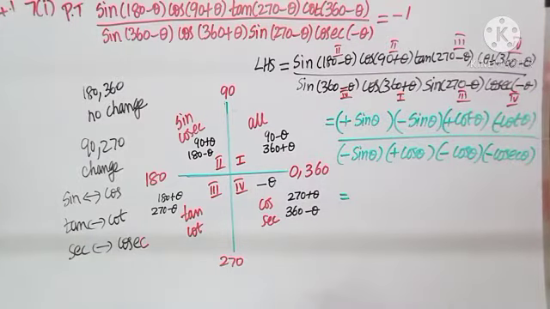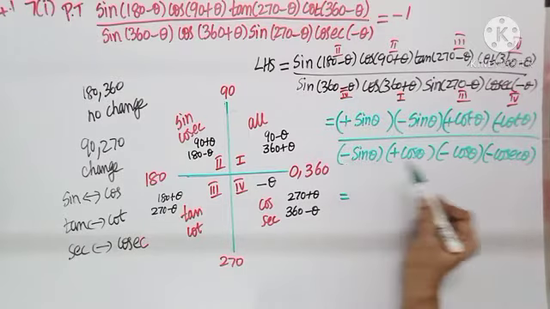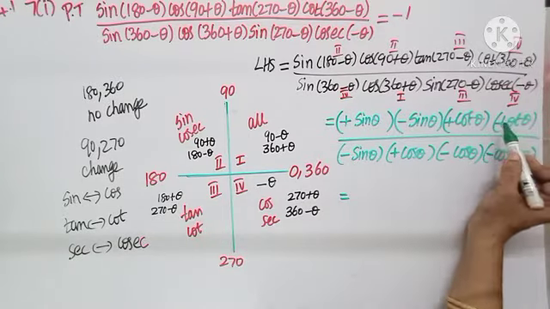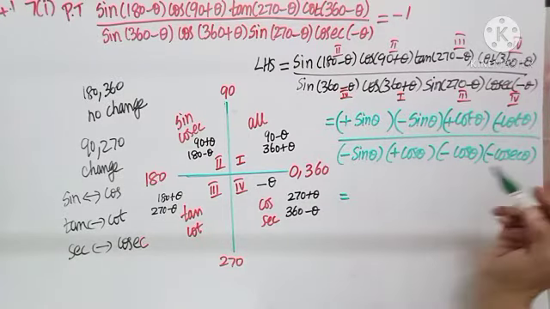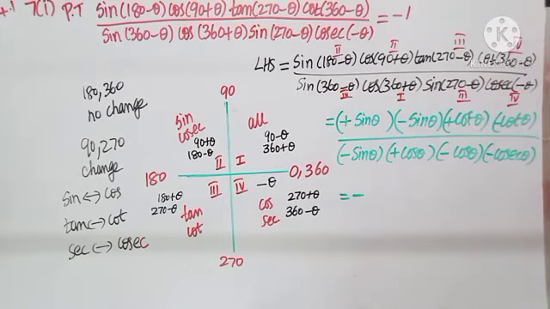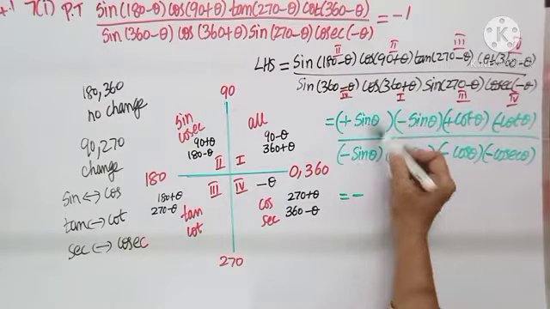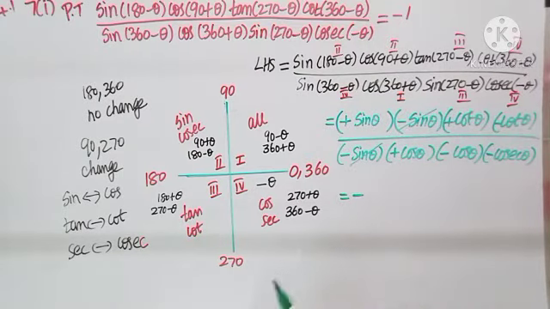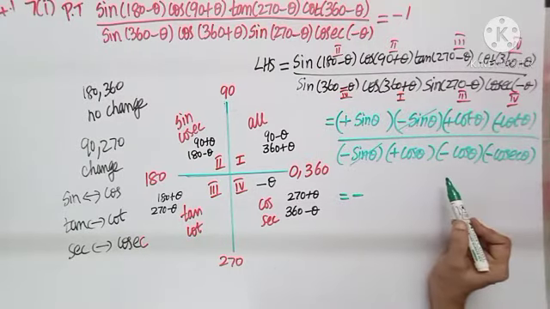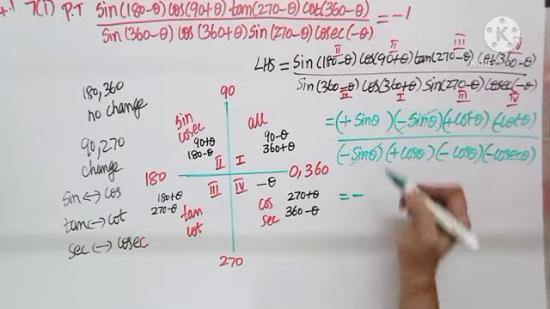Count all the minus symbols. 1, 2, 3, 4, 5. 5 negative symbols give me altogether minus. See which all we can cancel. One sign cancels. Any other thing? No. So let us multiply.